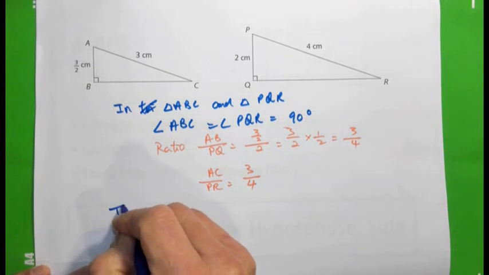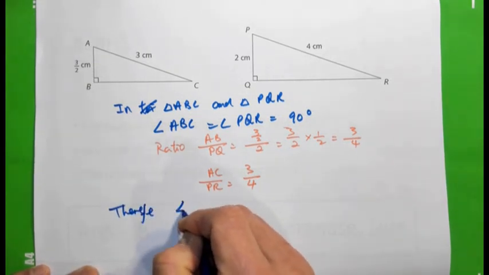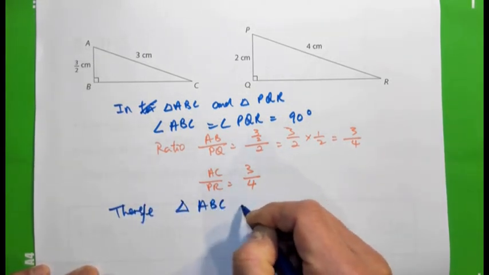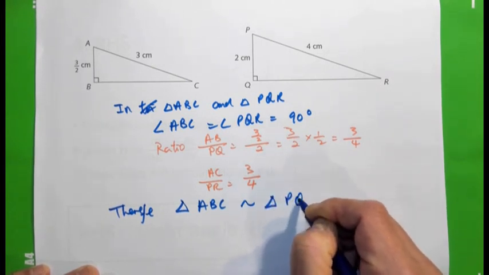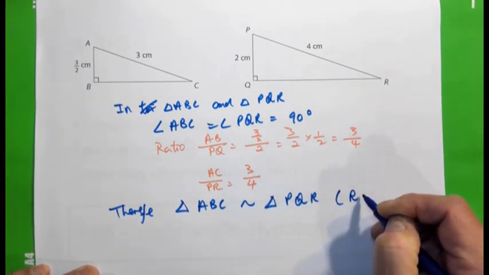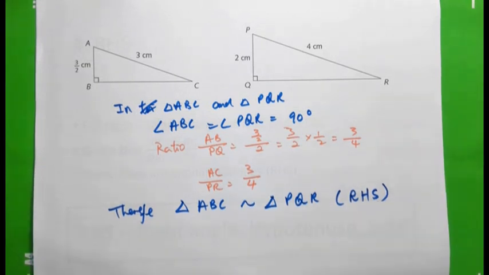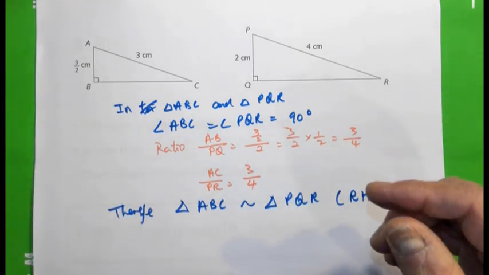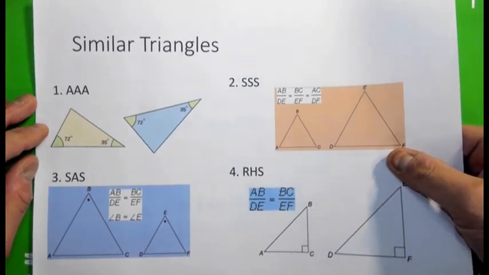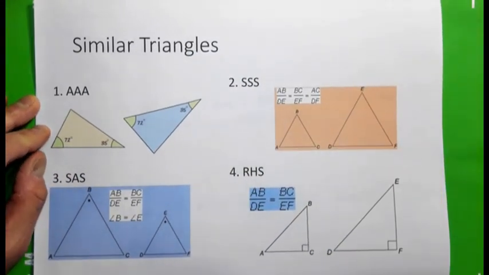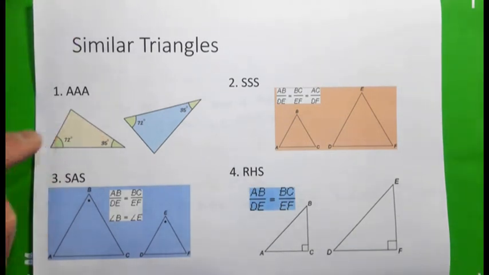Therefore, triangle ABC is similar to triangle PQR. Right angle, hypotenuse, and side. Now, I have shown you the 4 ways of proving similar triangles. I will do some examples in the class to show you how to actually find sides if you are given certain angles and certain sides.